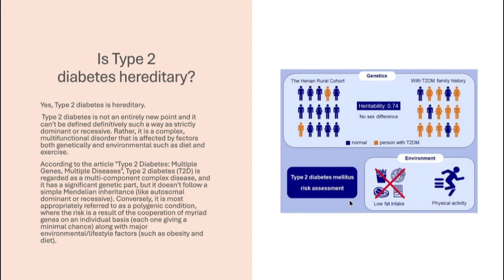Overall, the main point is that type 2 diabetes results from both genes and lifestyle choices working together. Having a family history increases risk, but healthy habits can make a big difference.